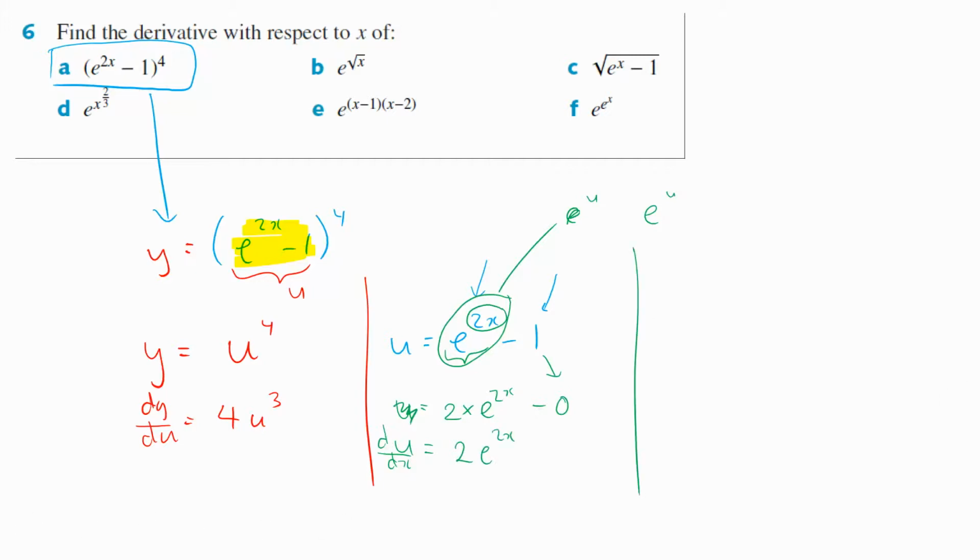Put them together. dy dx equals dy du, which we know is 4u cubed, multiplied by 2e to the power of 2x. That gives you 8u cubed, where u we already know was e to the power of 2x minus 1, so 4 times 2 is 8, (e to the power of 2x minus 1) cubed, times e to the power of 2x.